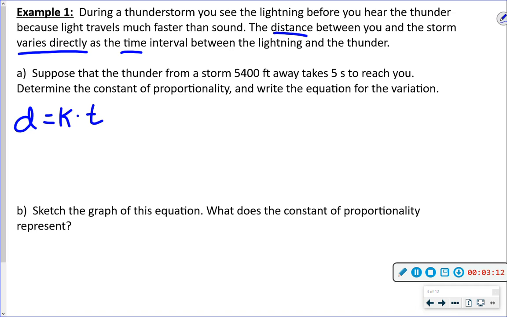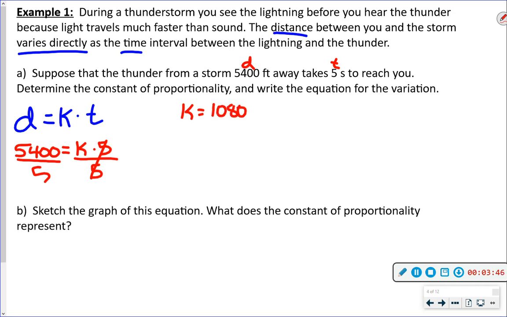All right, now let's actually get into this. Suppose that the thunder from a storm 5,400 feet away. Of course 5,400 feet is your distance, so I'm going to replace d with 5,400. And it says it takes 5 seconds, so there's your time. I said you might want your calculators out today, because you do have to do a little bit of computation. To solve for k, I'm just going to divide off the 5. I punched that in my calculator earlier: 5,400 divided by 5 is 1,080.